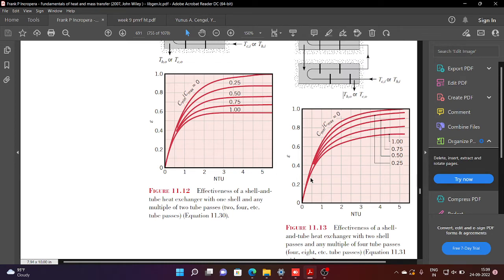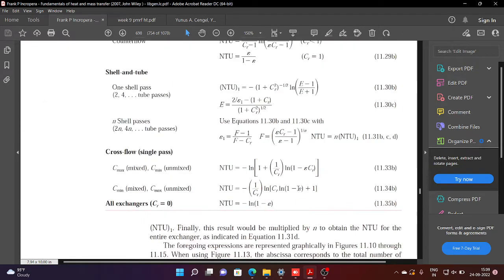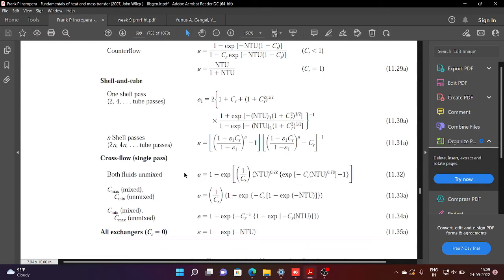Similarly, if one of the fluids is mixed and the other is unmixed, then we can use the correlation for cross flow if we want to find the NTU from the correlation. Otherwise, finding the NTU from the effectiveness correlation, as we have discussed, is not possible from the given expression where both fluids are unmixed.